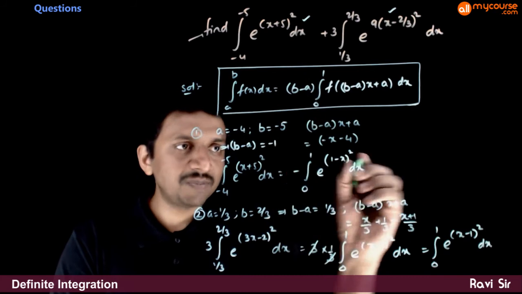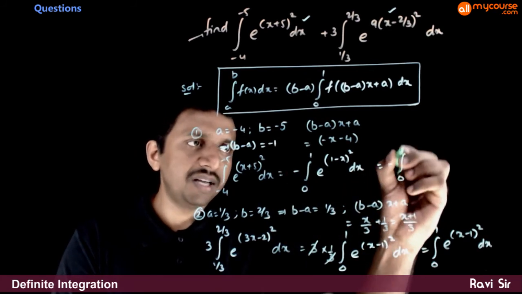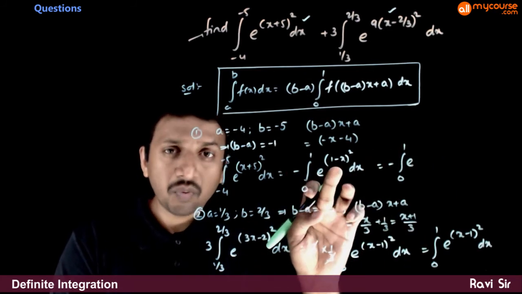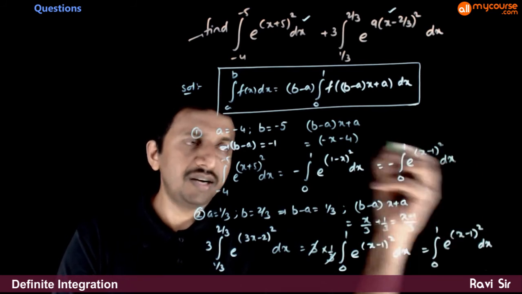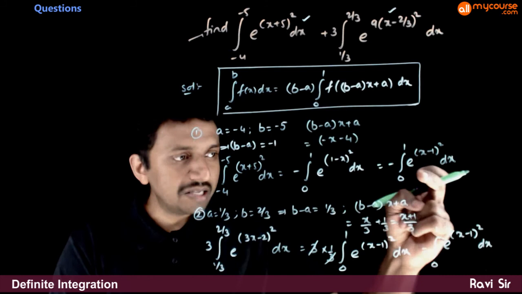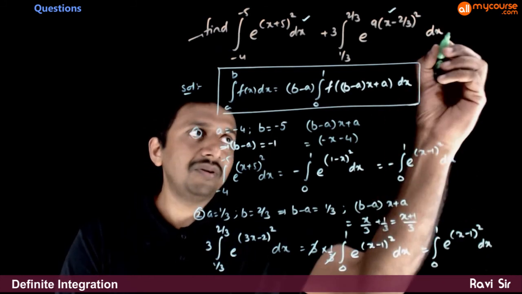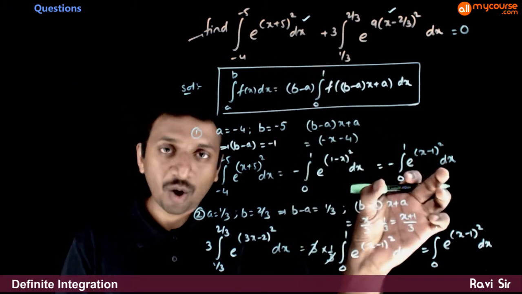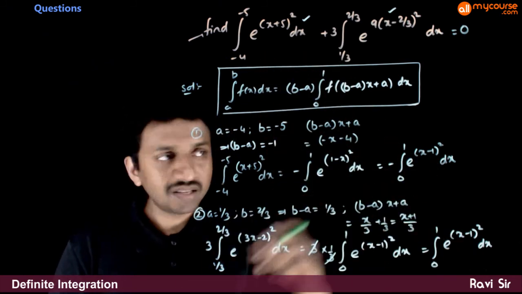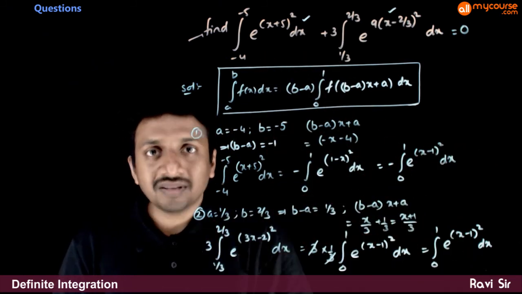The first part has become minus of integration 0 to 1 e^((1-x)^2), which is the same as (x-1) whole square dx. So as you can see, if you add these two, you're getting 0 as the answer. This part is exactly the opposite of this part. So the sum of these two is equal to 0.